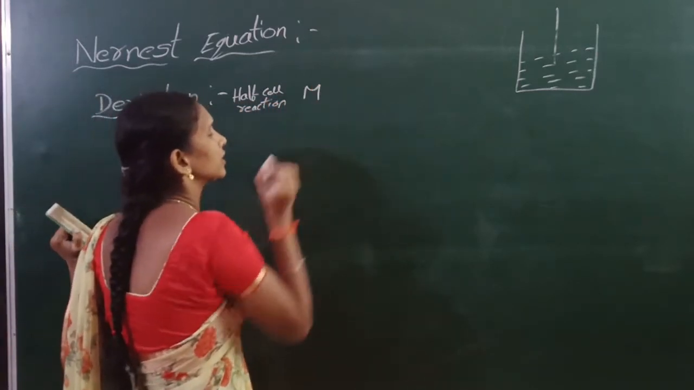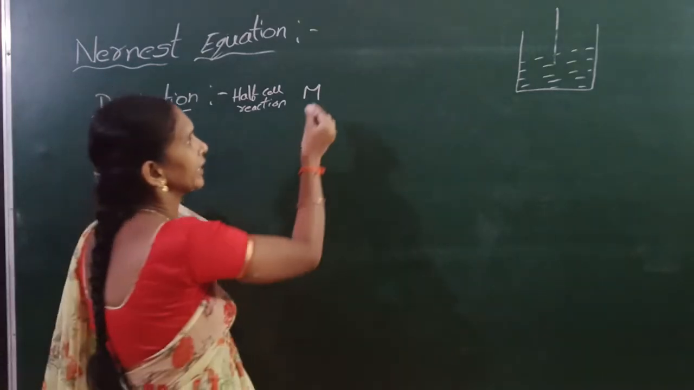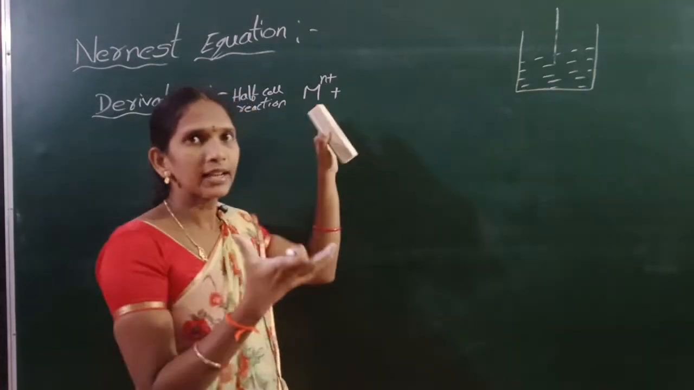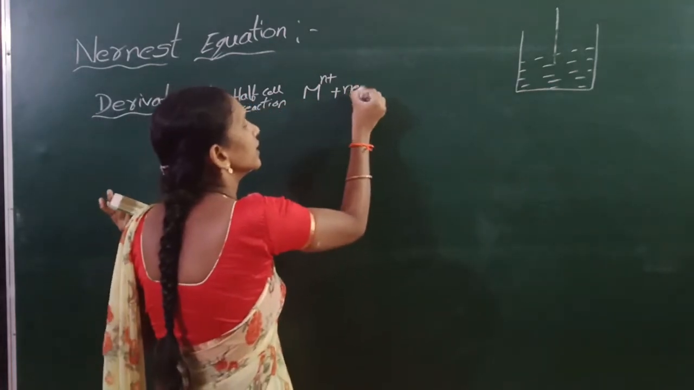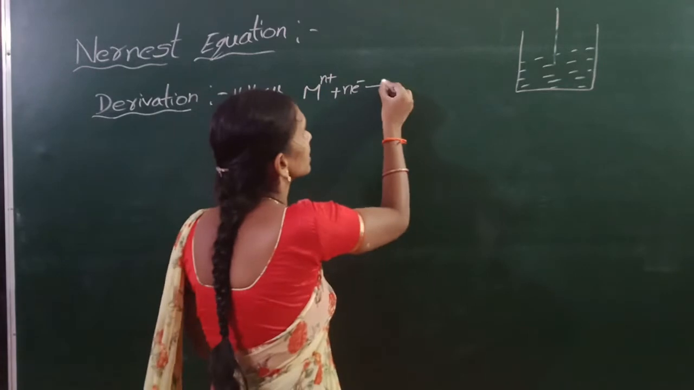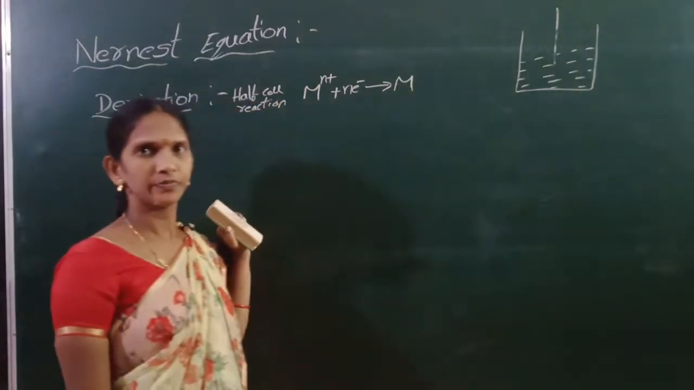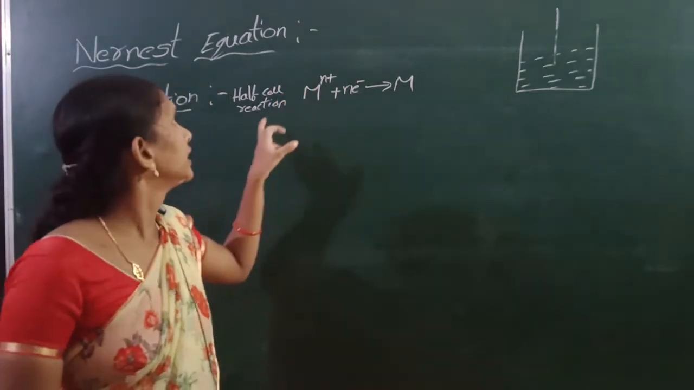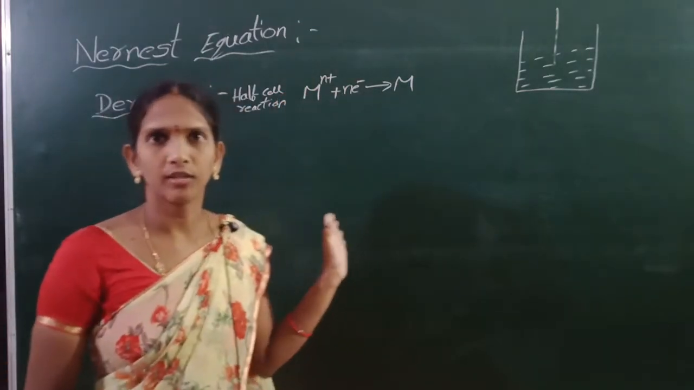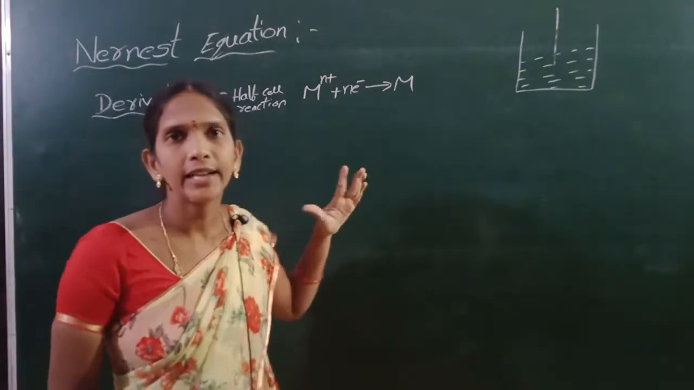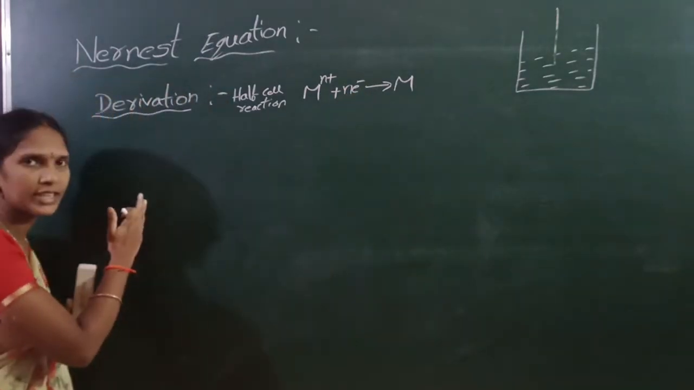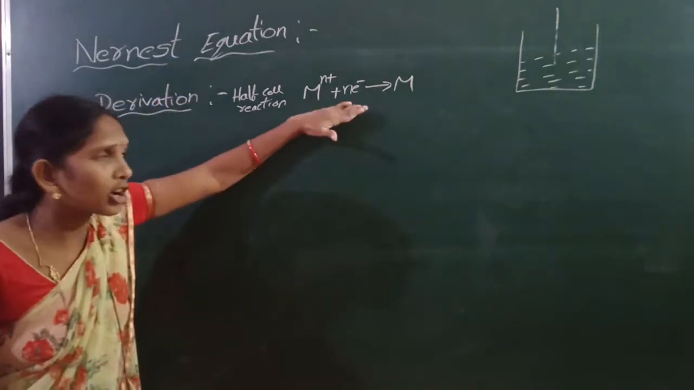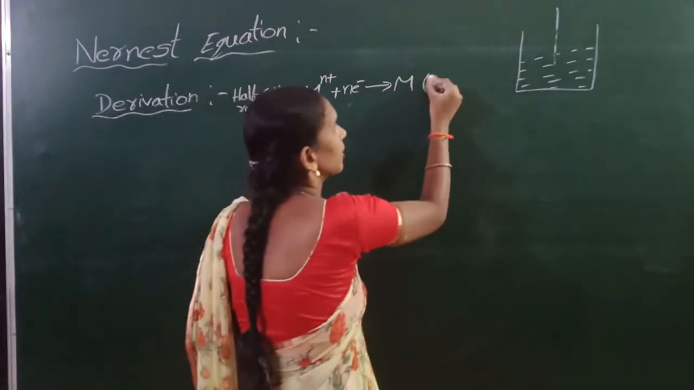Consider the half-cell reaction. Some metal, indicated with M, M^n+ plus n electrons gives rise to M. This means gain of electrons takes place, so this half-cell reaction is reduction. In this redox reaction, this is reduction.